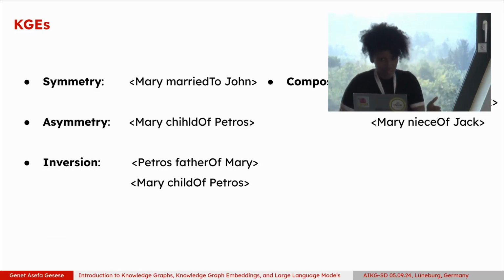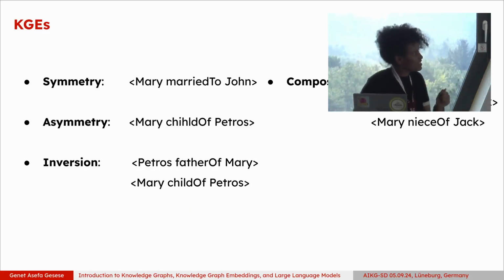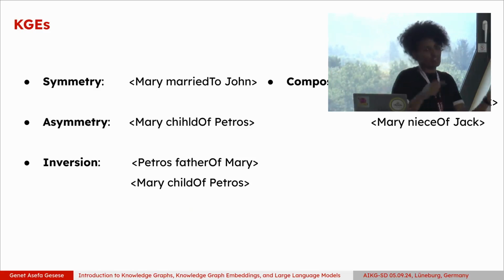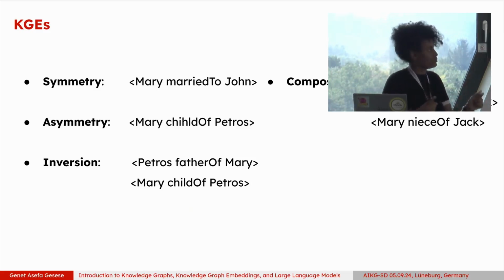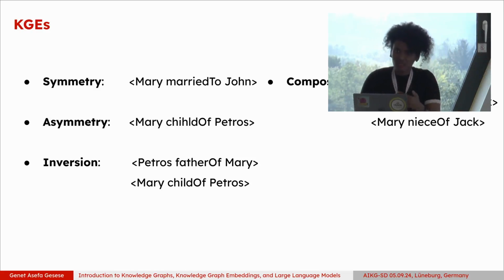These are patterns you see in data. And then you have composition. For example, Mary is a child of Petros, Petros sibling of Jack, and there should be a relationship between Mary and Jack with the relationship niece, right? So these are what I would like the embedding model to also capture and understand, right?